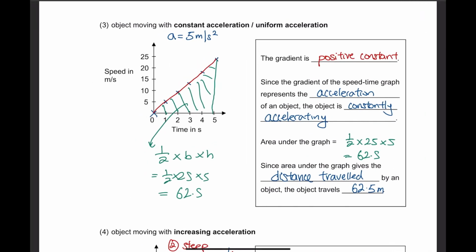Okay. Now, this is the part whereby it gets a bit more tricky. I'm moving on with constant acceleration. So if I am traveling at 0 meter per second at time equals 0, I accelerate at 5 meter per second squared. At 1 second, my speed will be 5 meter per second. I accelerate again. At 2 seconds, my speed will be 10 meter per second. 3 seconds, it will be 15. 4 seconds, 20 meter per second. 5 seconds, 25 meter per second.